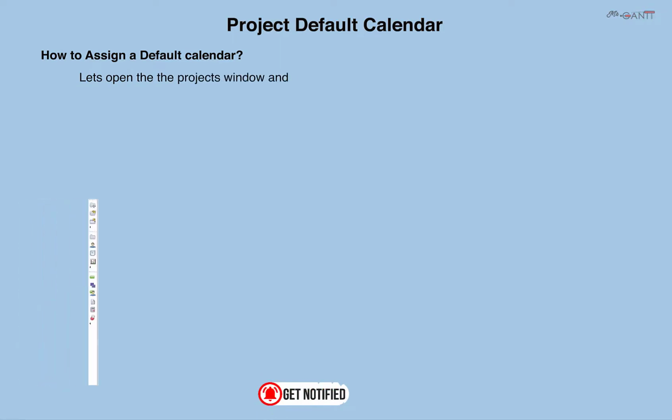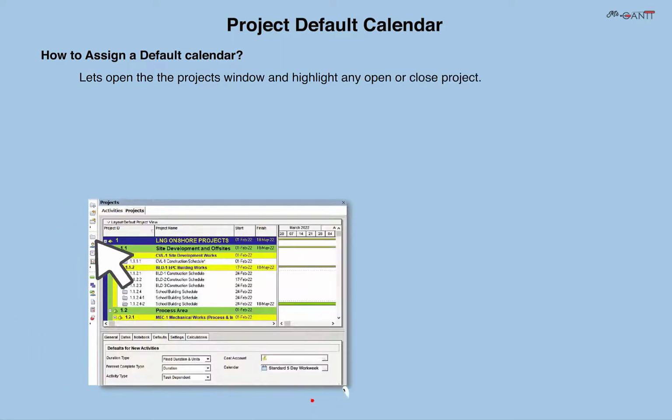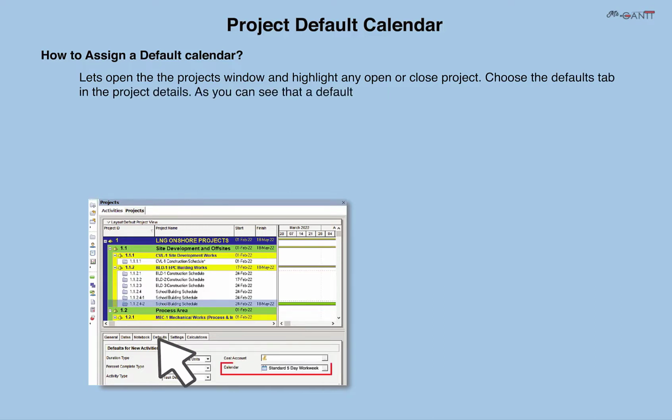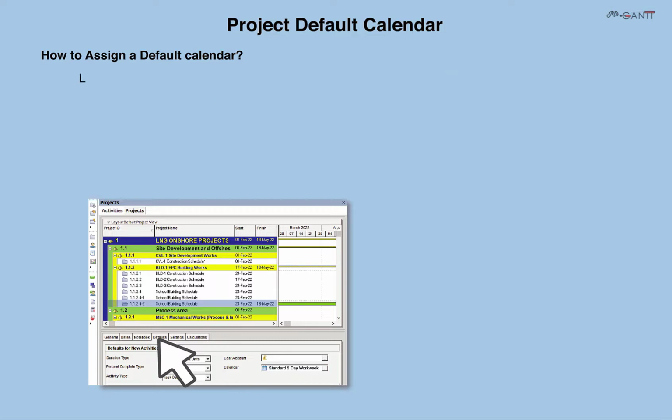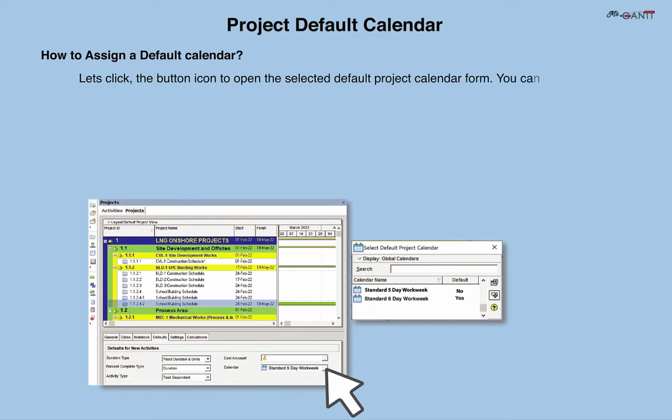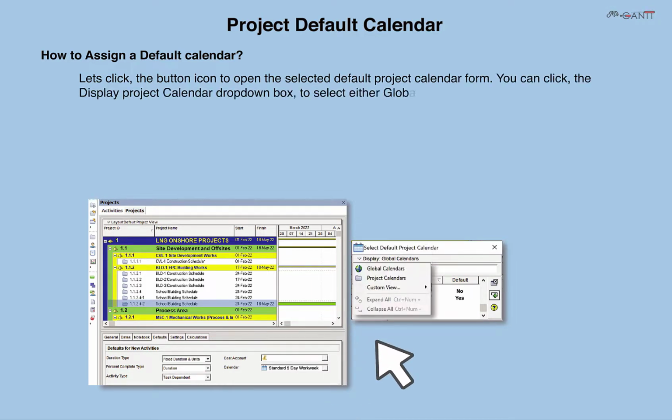Let's open the Projects window and highlight any open or closed project. Choose the Defaults tab in the Project Details. As you can see, a default calendar is assigned in the calendar field. Let's click the button icon to open the selected default project calendar form. You can click the Display Project Calendar drop-down box to select either a global or project calendar.